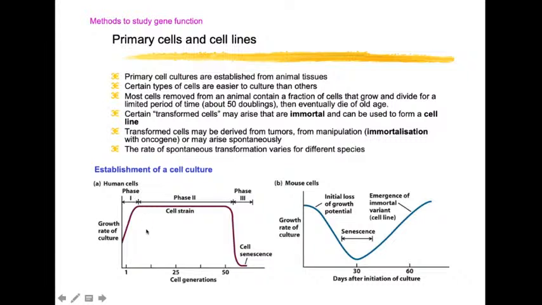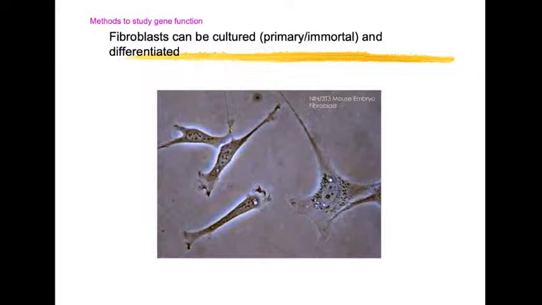So here is the human cell. First they will grow, then there is a stationary phase, then they will start to decrease, then there is cell senescence. Whereas the mouse cells will have initial growth, then they will also have senescence, then the immortal variant cell line will start to grow. So human cells and mouse cells work opposite from each other actually. But to see the results be similar, that's quite hard.